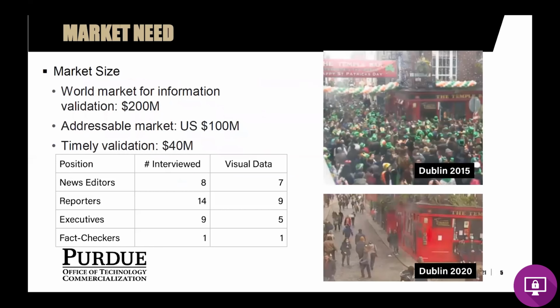The estimated global market for information validation is about $200 million per year. The market in the US is about $100 million per year. This technology focuses on real-time validation, and the market is estimated at $40 million per year. This research team has validated the market through interviews with news editors, reporters, and executives of news agencies. This slide shows another example of the contrast of a location in 2015 and 2020. As you can see, there were few people in 2020.